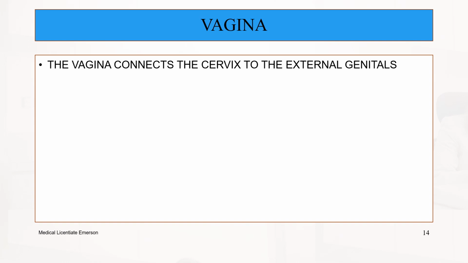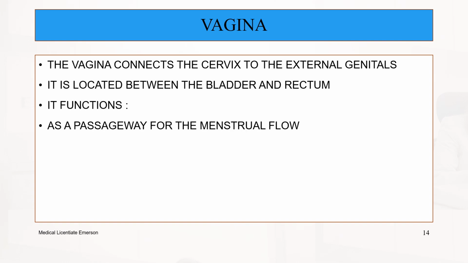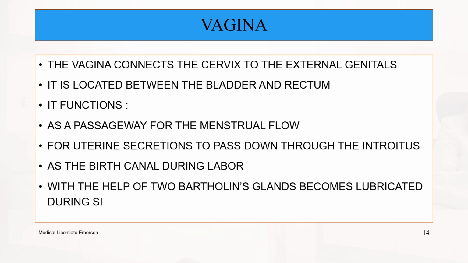The vagina connects the cervix to the external genitals. It is located between the bladder and the rectum. Its functions are as a passageway for the menstrual flow and uterine secretions to pass down through the introitus. It is also the birth canal during labor. Then with the help of the two Bartholin glands, it becomes lubricated during sexual intercourse.